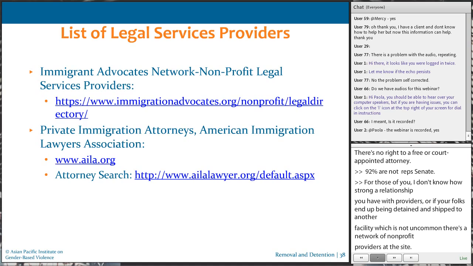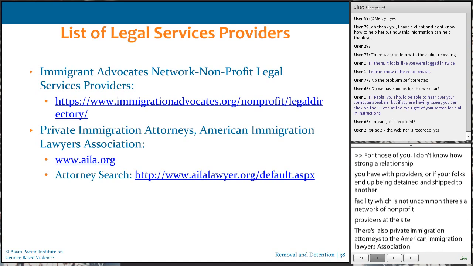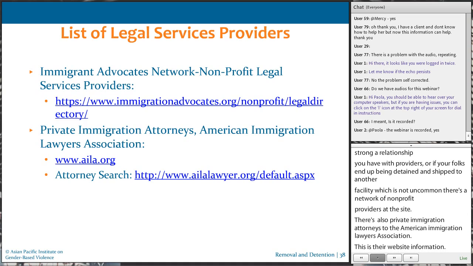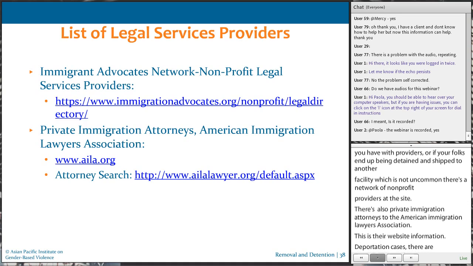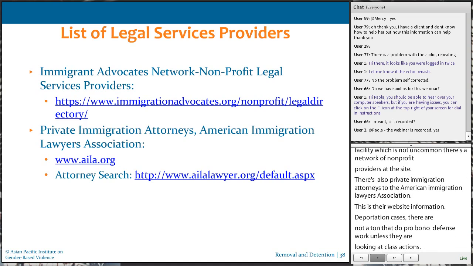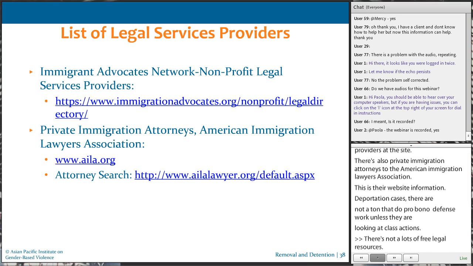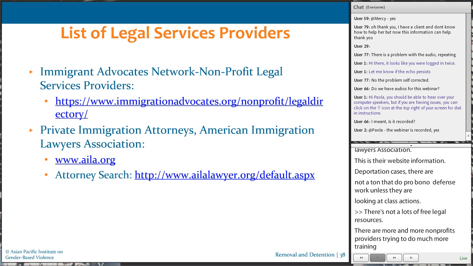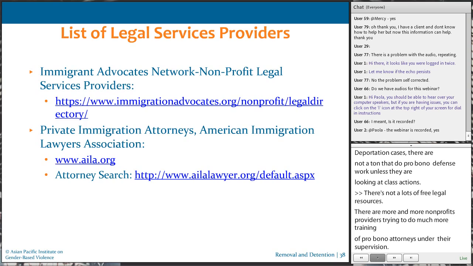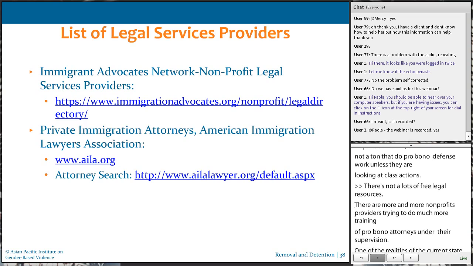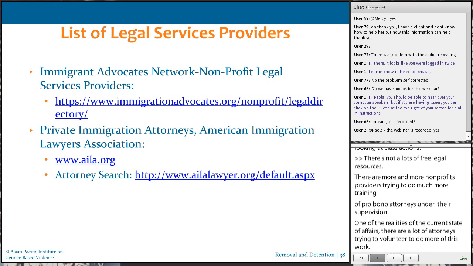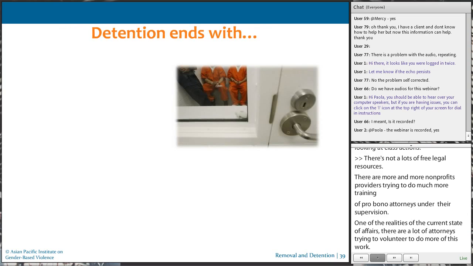And I just want to flag for you for deportation cases, there are not a ton of private immigration attorneys that do pro bono deportation defense work, unless they're looking at class action litigation and trying to challenge the government in some way. So there's not a lot of free legal resources, but more and more the nonprofit providers are trying to do much more training of pro bono attorneys under their supervision. One of the realities of the current state of affairs is that there are a lot of attorneys who are trying to volunteer to do more of this work. Our hope is that they are linked up with experienced removal defense attorneys who provide supervision and guidance, because it's not an easy area of law. So I'm going to move on.